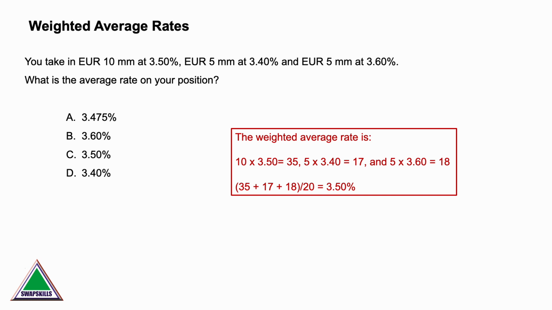So if you've got 10 at 350, just multiply one by the other, you get 35. We've got 5 at 340, so 5 units at 340 gives us 17, and 5 units at 360, add it up, and you get 35 plus 17 plus 18. Divide that by 20 because we had in all 20 million euros, and your average cost there is 3.5%. It's just ratios, it's just averaging, it's really not difficult.